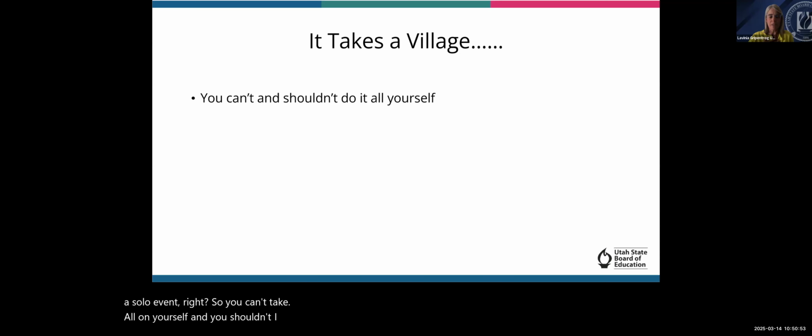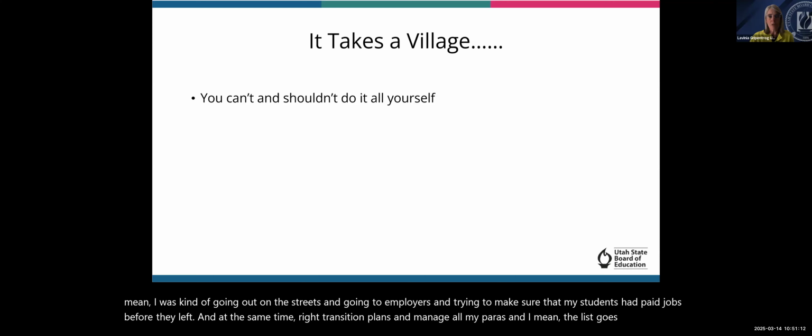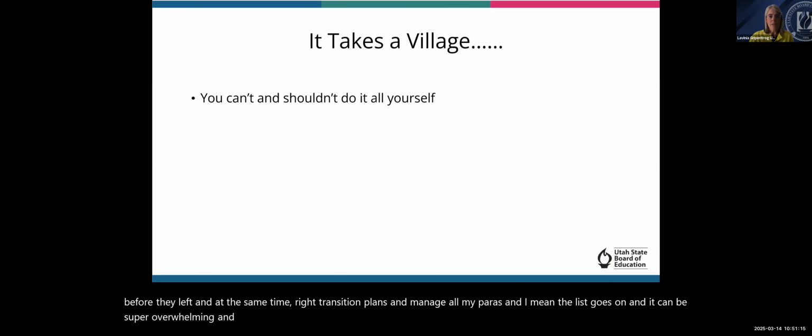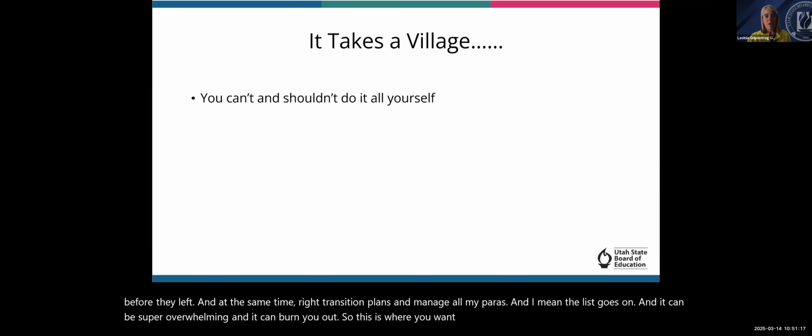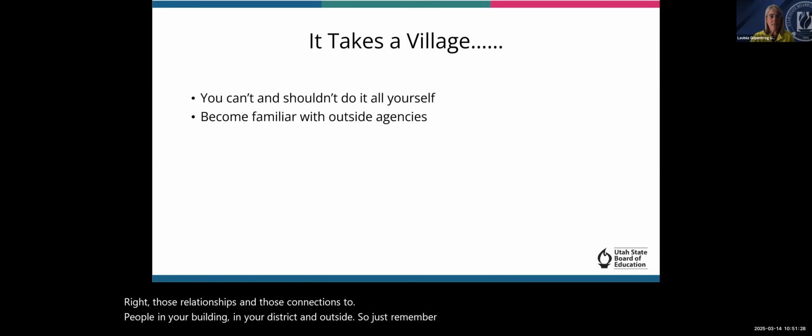I know from my own experience when I was a transition teacher, I felt like I had to do it all. I mean, I was going out on the streets and going to employers and trying to make sure that my students had paid jobs before they left. And at the same time, write transition plans and manage all my paras. And I mean, the list goes on, and it can be super overwhelming, and it can burn you out. So this is where you want to leverage, right, those relationships and those connections to people in your building, in your district, and outside. So just remember, reach out. The expectation is not that you do this all yourself.